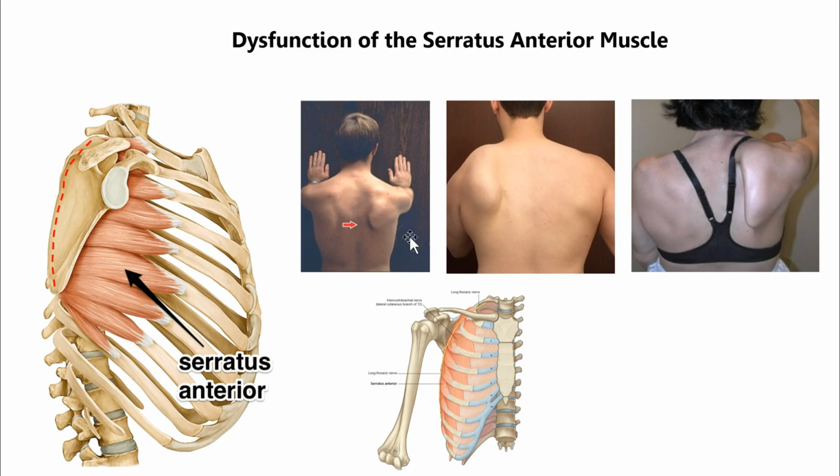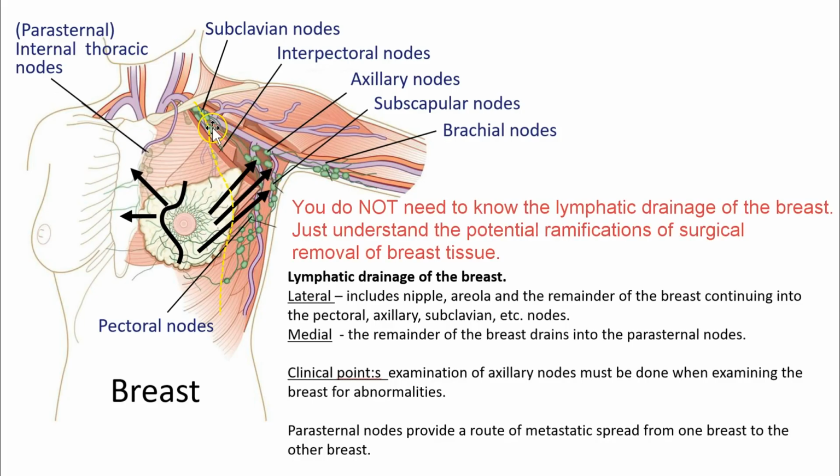Another good test is to get the patient to put their hands on the wall and do a wall push-up. The reaction force of the wall coming back through the arm will push this scapula posterior if there isn't good serratus anterior control.